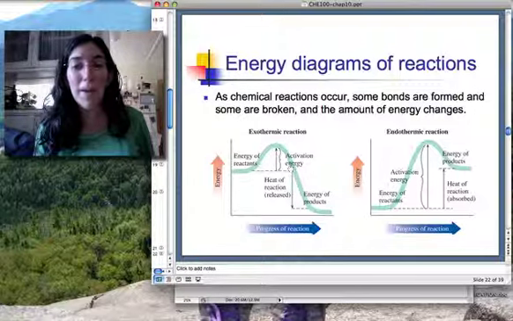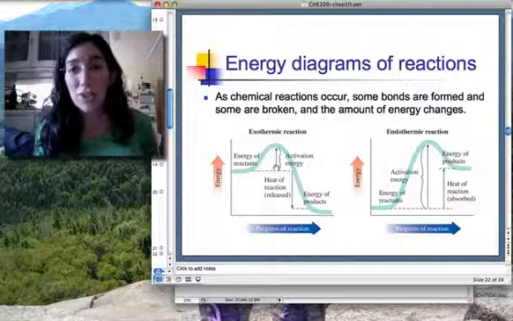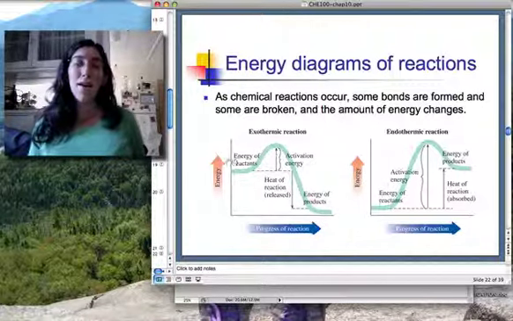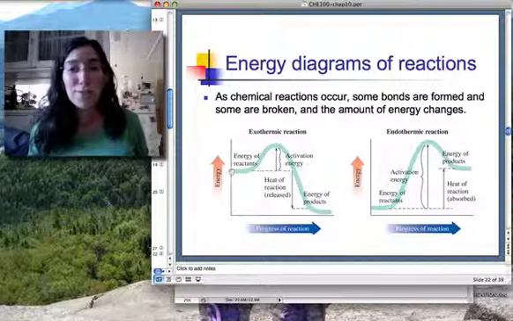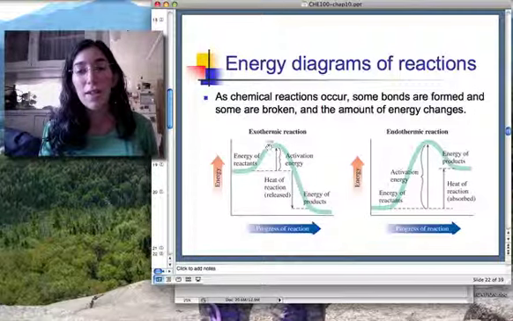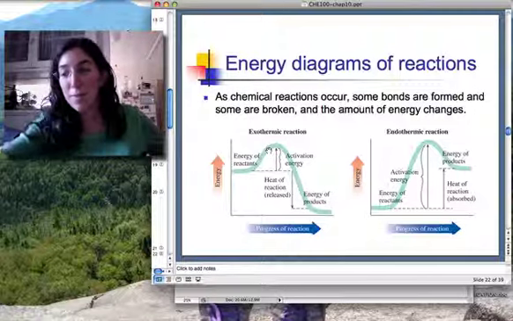What is this bump here? What is this hill here? This hill is that activation energy, that incentive to get the reaction going, okay? Whether it takes $5 or $50 for you to want to change shirts, that kind of a thing. So some reactions have very high activation energies. Some of them have lower activation energies.